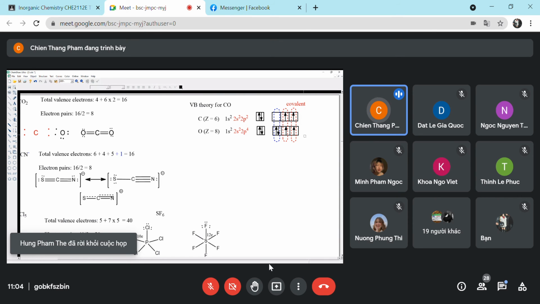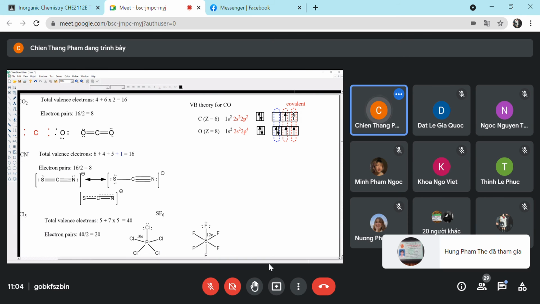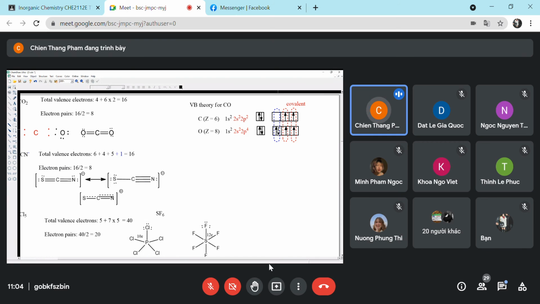You can see that for the red ones, one electron is from carbon and one from oxygen. However, for the green one, both electrons are from oxygen. This is the difference. It's very clear from the shape. So for the red one, one is from oxygen, one from carbon. However, for the blue one, both electrons belong to the oxygen atom. The red one is a covalent bond, and the other one is in principle also a covalent bond.